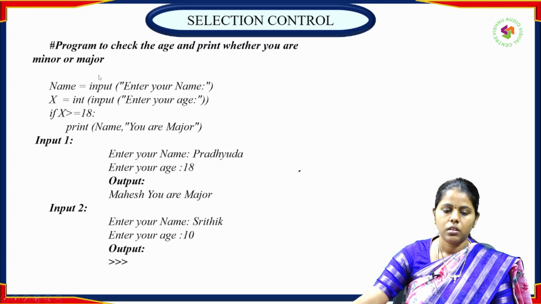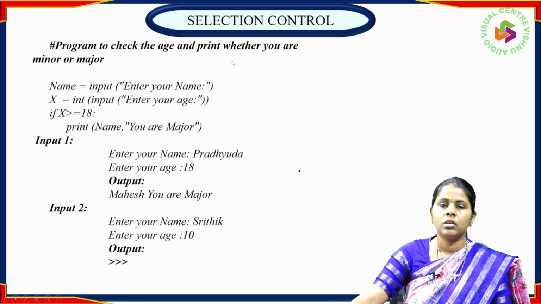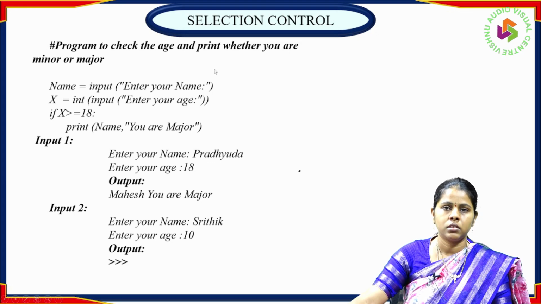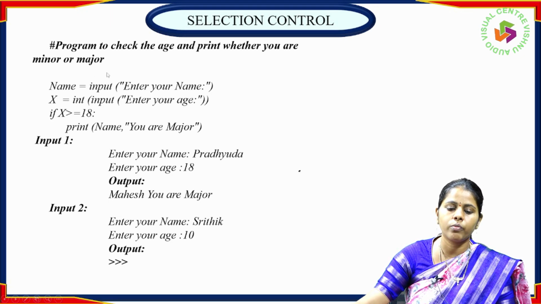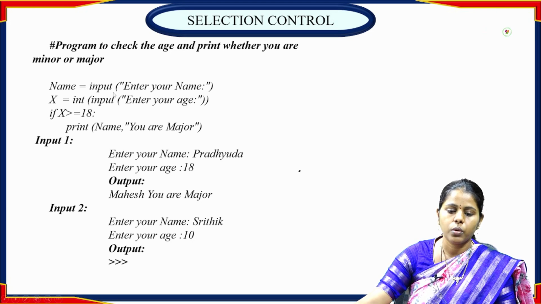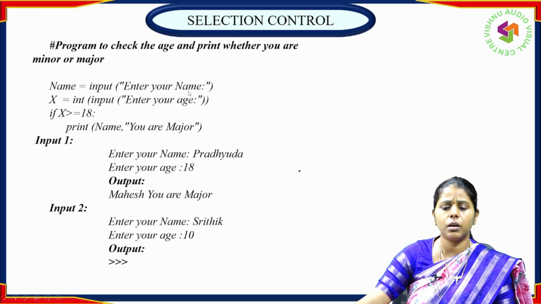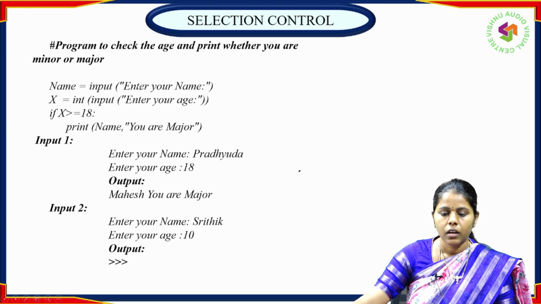Now let's see an example. We are checking based on the age whether a person is a major or a minor. So here I am writing a code. I am entering name equal to input of enter your name. Here the input statement is like the scanf statement in C language. In Python, instead of the scanf statement we are using input statements. In the input, whatever we give in the double quotes will be printed on the output. So here I am giving enter your name.